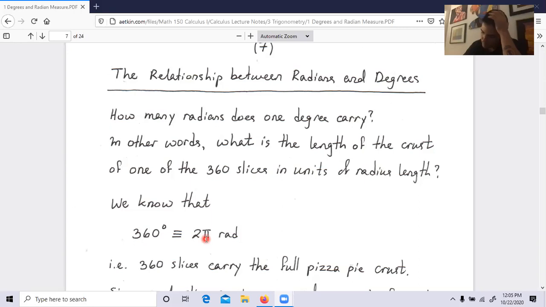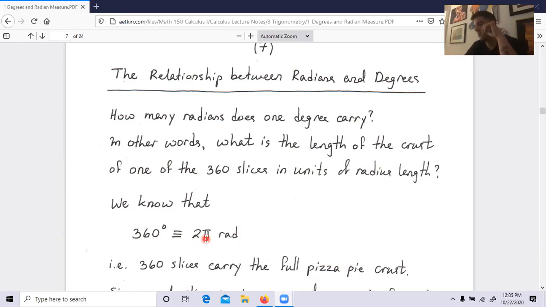How much is carried by 1 slice? How much crust is carried by 1 slice? Yes, thank you, Rivin. Thank you, Hu. Thank you. It's a simple question, guys, right? You have cut a pizza, right?